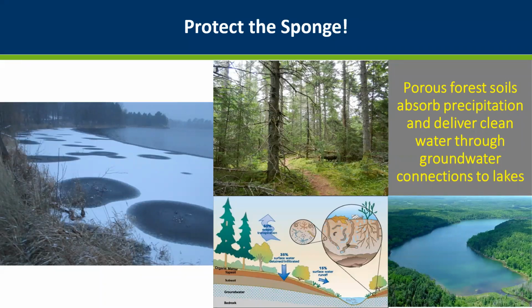So as we start to develop the watershed in that lower picture in the center there, the drawing, you can see we start to lose that groundwater component and convert more of that into surface water flow. And so porous forest soils absorb precip and deliver clean water through groundwater.